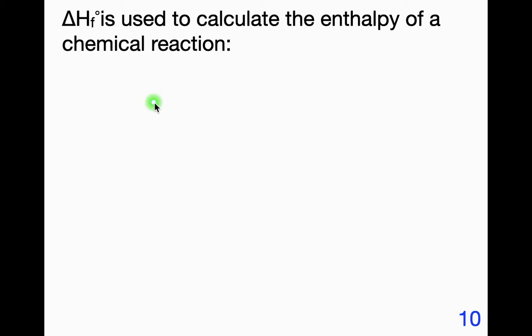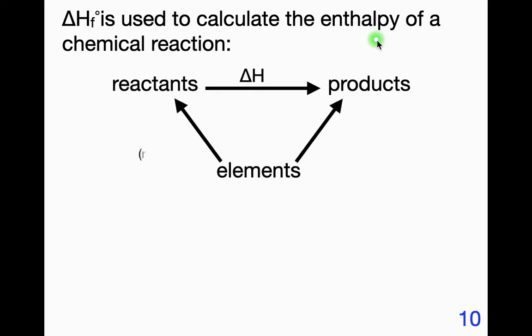Okay, now this is the most important thing. We're going to be using the enthalpy of formation to calculate the enthalpy of a chemical reaction. So let's look at this little energy triangle here. The one thing that we know the reactants and products have in common is that they are made up of the same elements. We just have to balance it so that they agree with one another. But the elements that the reactants have will be exactly the same elements that the products have.